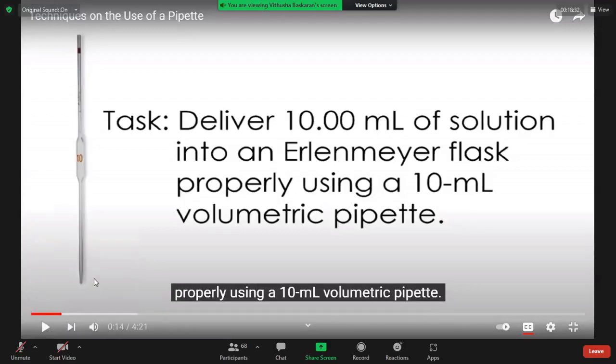You know the conical flask, no? You all know about conical flask, no? Can you hear me? Yes, ma'am.